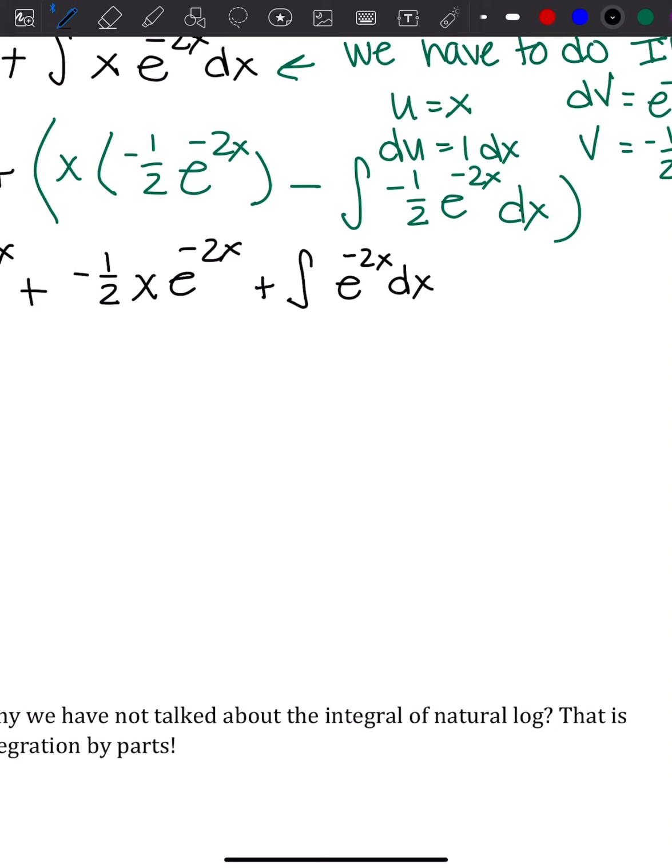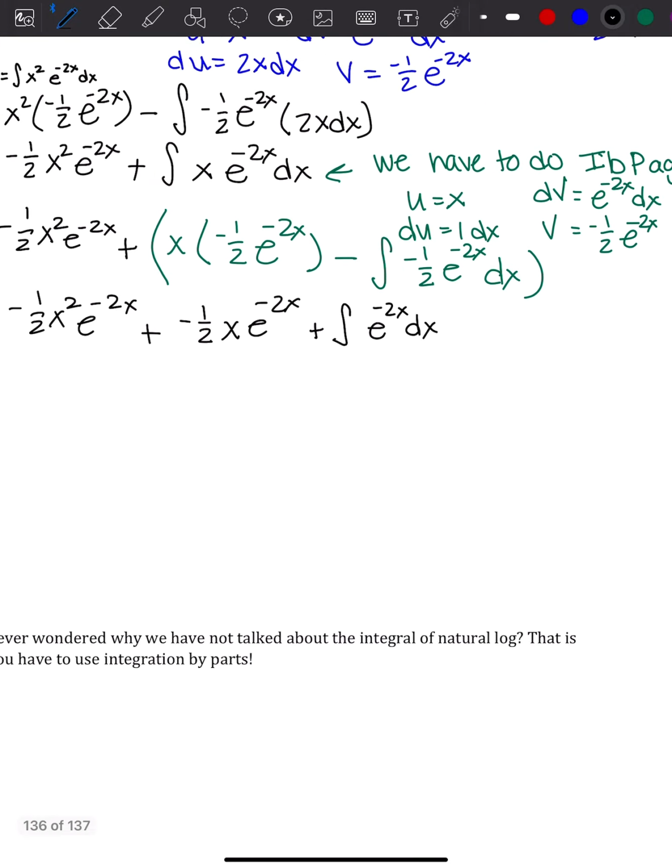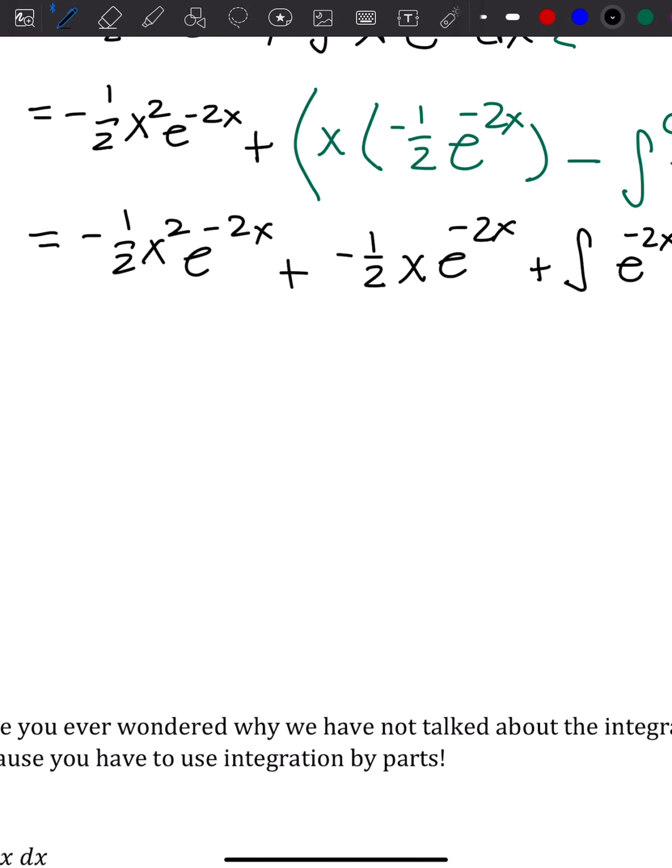So we're now going to do the integral of e to the negative 2x dx. That sounds familiar. It is the exact same thing that we have been taking the integral of. So we're now just taking the integral of e to the negative 2x, but it is actually in our problem as a final thing. So now we don't need to do a ton of extra stuff.